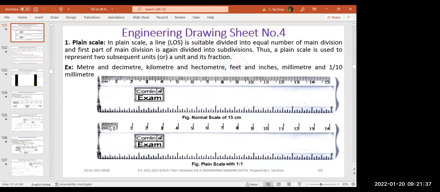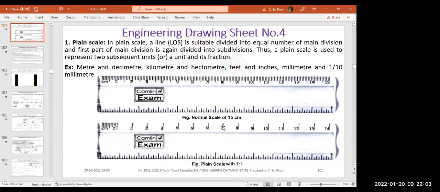This is our main unit. The main unit is centimeters, the subunit is mm. On the normal scale, we can measure one main unit and one subunit. The least count is the subunit. But in a plane scale, instead of dividing all the parts, we take the first main unit and divide it into subunits, and the first one we mark as 0.